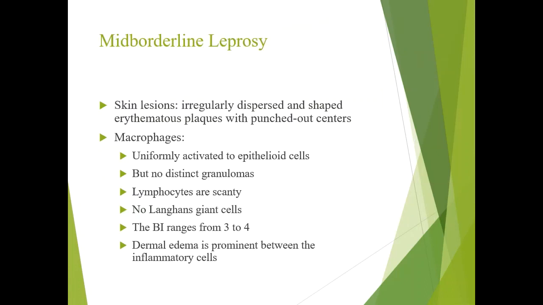With borderline leprosy, the skin lesions are usually irregularly dispersed, shaped erythematous blocks with punched out centers. There is uniform activation of macrophages to form epithelial cells. However, no distinct granulomas may be seen. Lymphocytes are scant. You don't see Langhans giant cells. Bacterial index ranges from 3 to 4, and dermal edema is prominent between the inflammatory cells.